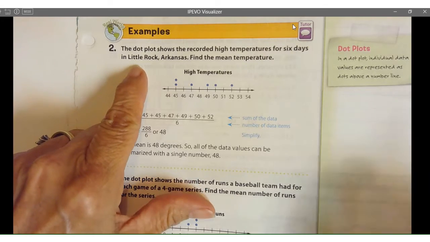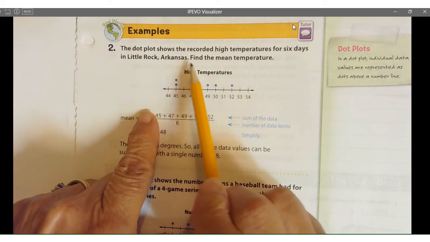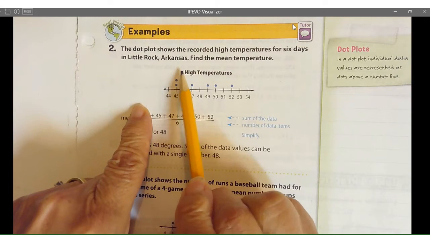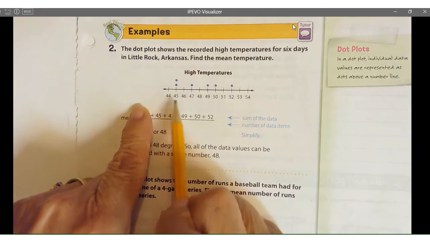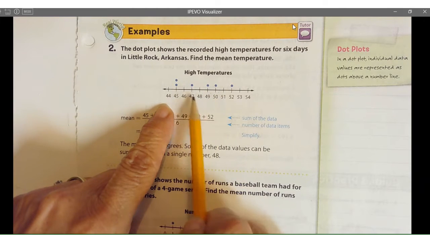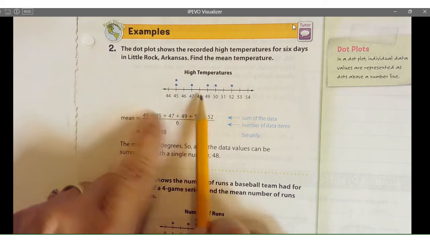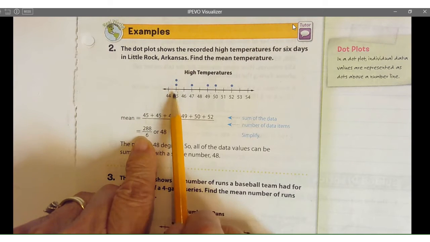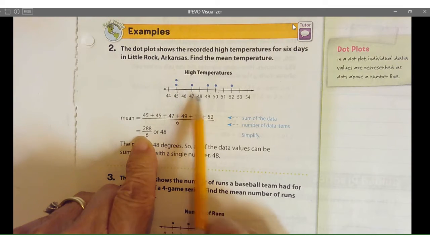What's interesting about this is you need to notice that here is a line for temperatures. The dot plot shows the recorded high temperatures for 6 days in Little Rock, Arkansas. Find the mean, again, which is the average temperature. So with this, you have to remember that yes, you count each one of these items of data and total that data, but what you need to remember is you have 2 of them that are 45, so you need to add this twice. So depending on how many pieces of data you have on each line, on each temperature, that's what you would add.